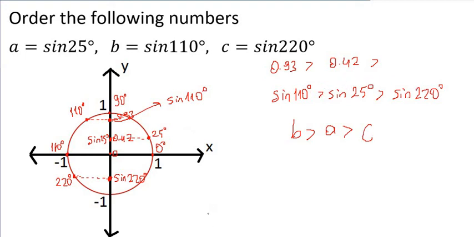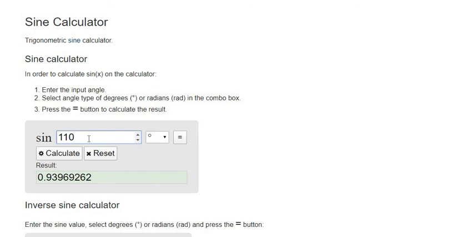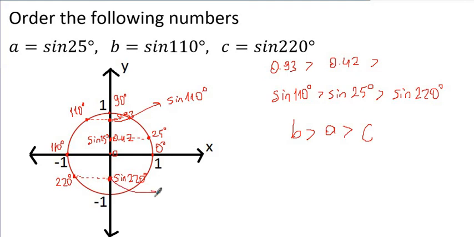Alright, so sine of 220. Let's get our calculator back, and 220 degrees. So this point is negative 0.64. Actually that's correct, because the value must be between 0 and negative 1, and this is negative 0.64. So it is really correct. Sine of 110 is greater than sine of 25, and it's greater than sine of 220. It was our last example. See you in the next video.